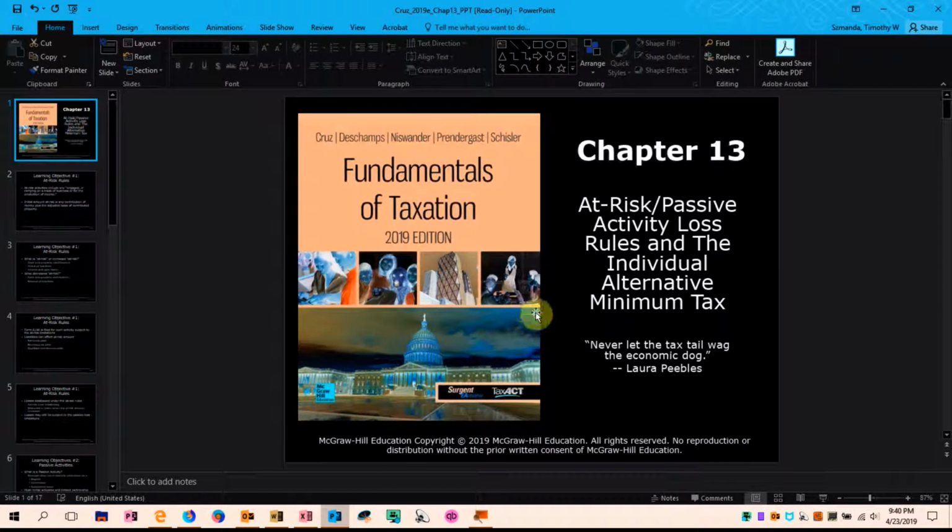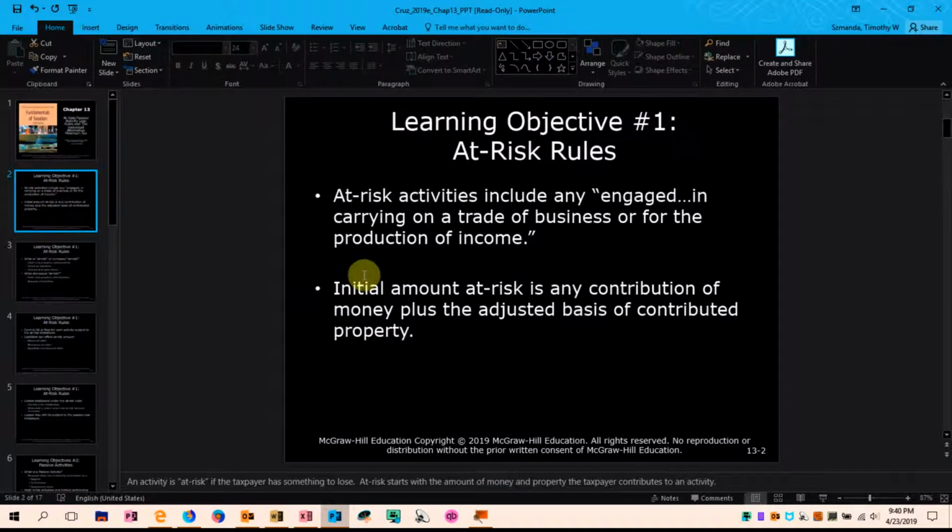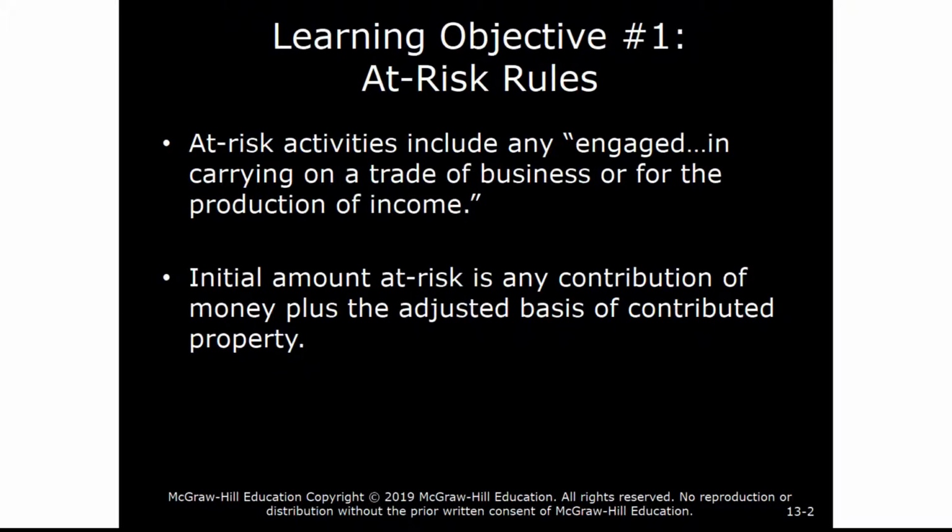So in Chapter 13 we'll be talking about what at-risk means and passive activity loss rules, as well as the alternative minimum tax. At-risk, this concept was designed to determine how much of a loss an investor, for example, in a trade or business can take.